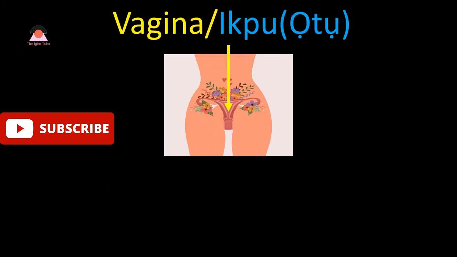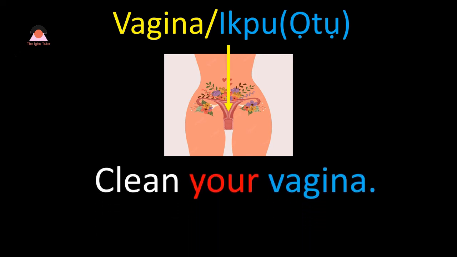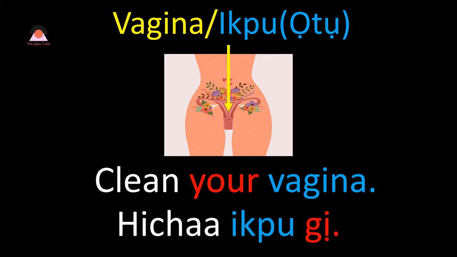Vagina, we call it ikpu in Igbo. Some call it auto, meaning the same thing. And the phrase, clean your vagina, which means hichaa ikpu gị.